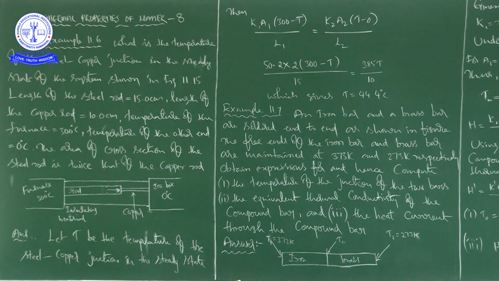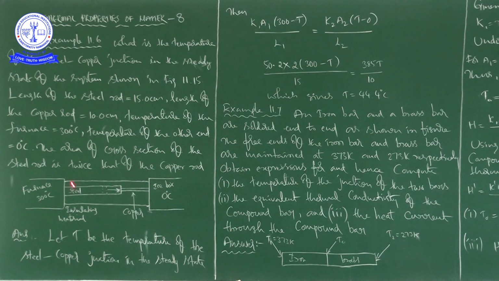So this is the figure you can see. This is the furnace at 300 degrees centigrade and the ice box at 0 degrees centigrade, and this is the steel and this is the copper, right? And here is insulating material, so there is no chance for the heat energy to flow from here to the surroundings and from the surroundings to there also.